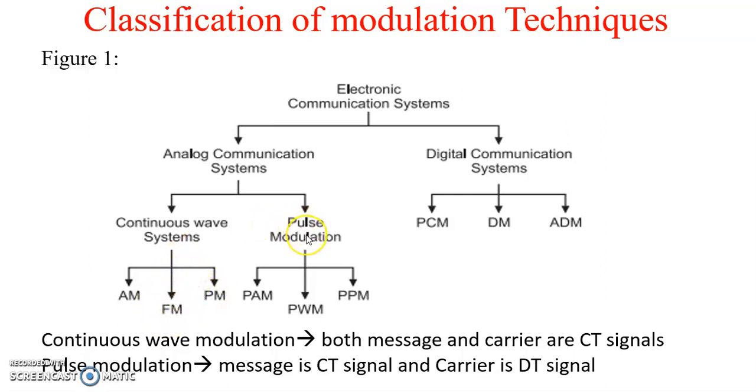And the next one is pulse modulation. In pulse modulation, the input message signal is a continuous time signal, but the input carrier signal is a discrete time signal. Again, it has three methods: pulse amplitude modulation, PAM, pulse width modulation, PWM, and pulse position modulation, PPM. In digital communication, both signals are in digital form. Under this, we have three types: PCM, DM, and ADM.